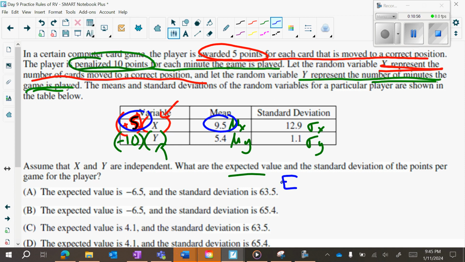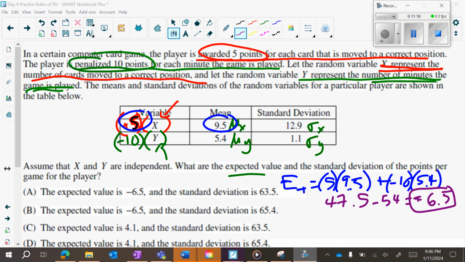I'm going to call this E total, expected value total. So we're going to do positive 5 times 9.5 plus -10 for loss times 5.4. So do that, and you're going to get your expected mean, expected value.